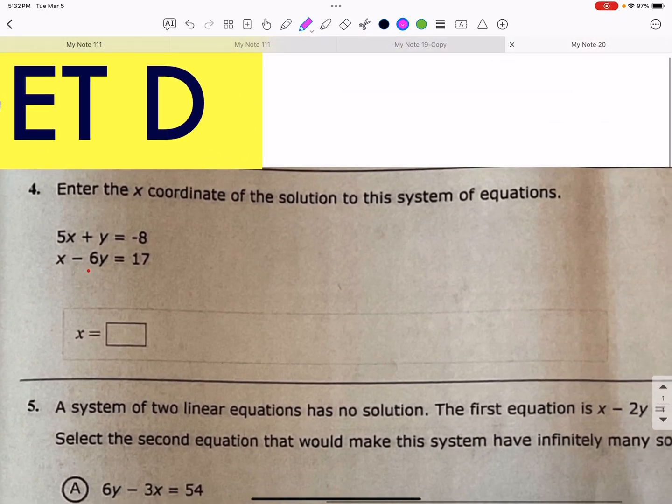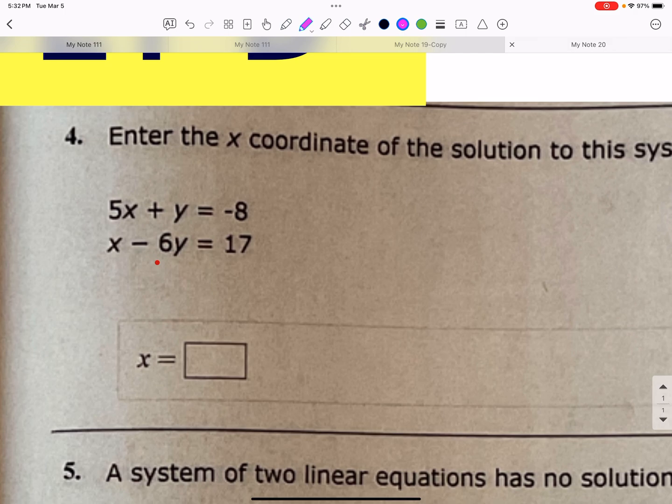Let's see. Number 4. Enter what the x is equal to. Okay, if I want to figure out the x, what I'm going to do is kill off the y's. So let's make this 6 times bigger. So now we have 30 x's plus 6 y's equals negative 48. Okay, let's go. 30 plus 1x is 31 x's equals negative 48, and 17 is negative 31. We're going to divide by 31. And x equals negative 1.